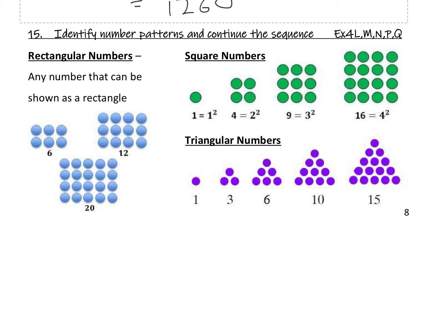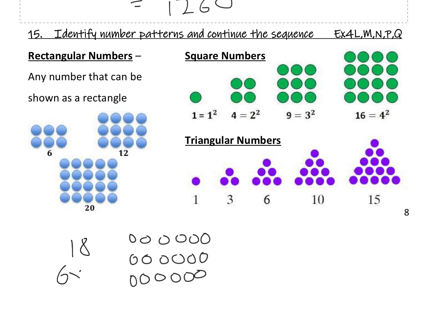If I just do one more, let's say we had the number 18. I could do that as 1, 2, 3, 4, 5, 6, and then 3 rows of that. So because 18 is 6 times 3. I could have also done it as 9 times 2, so 2 rows of 9.